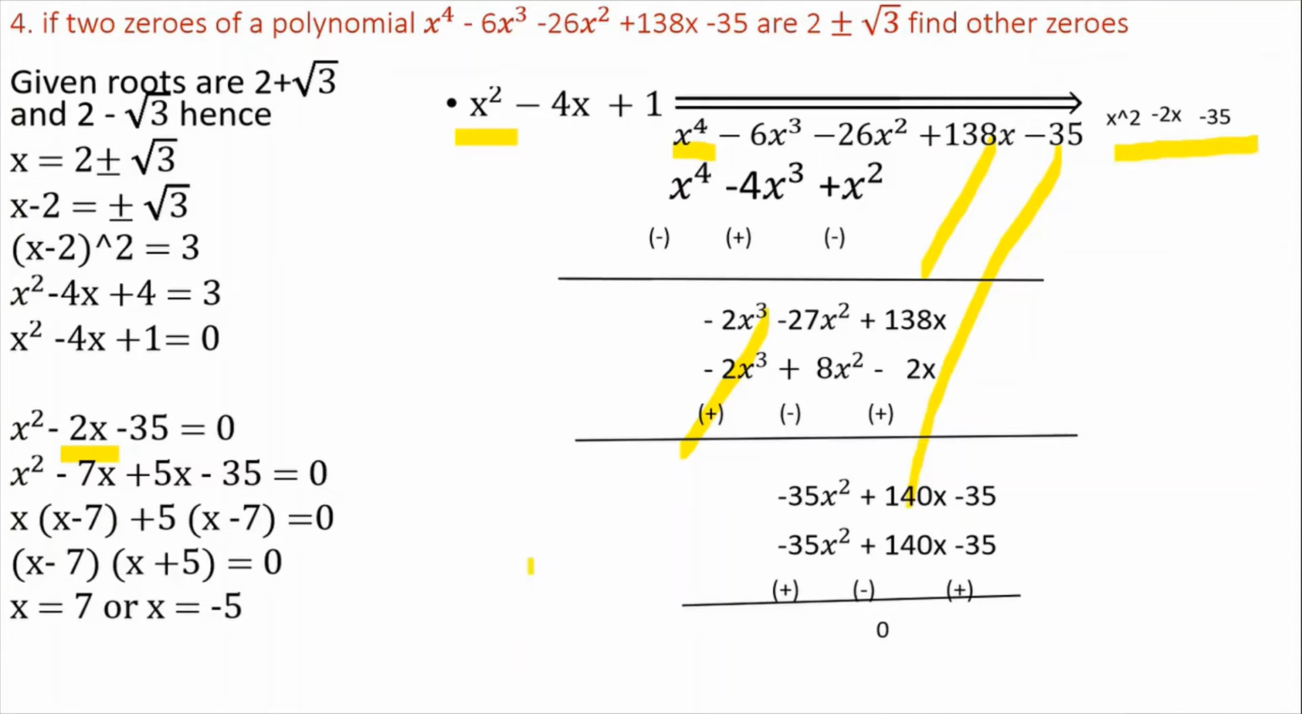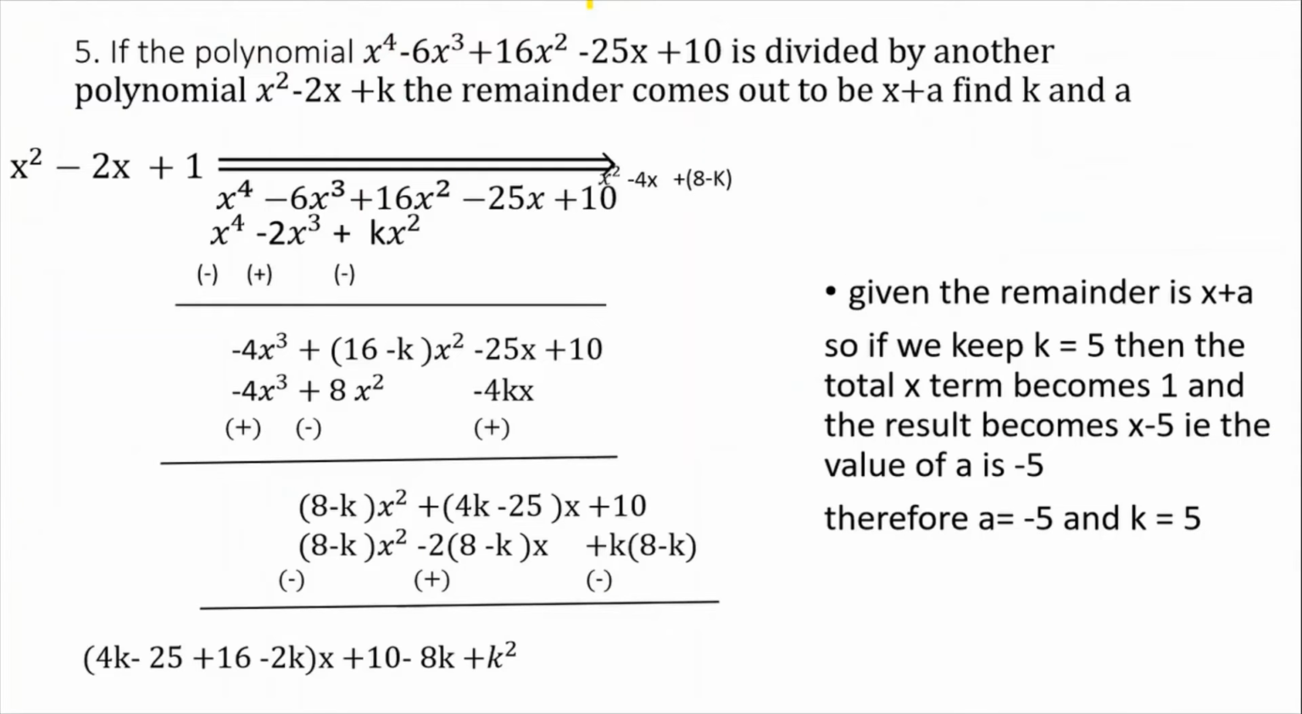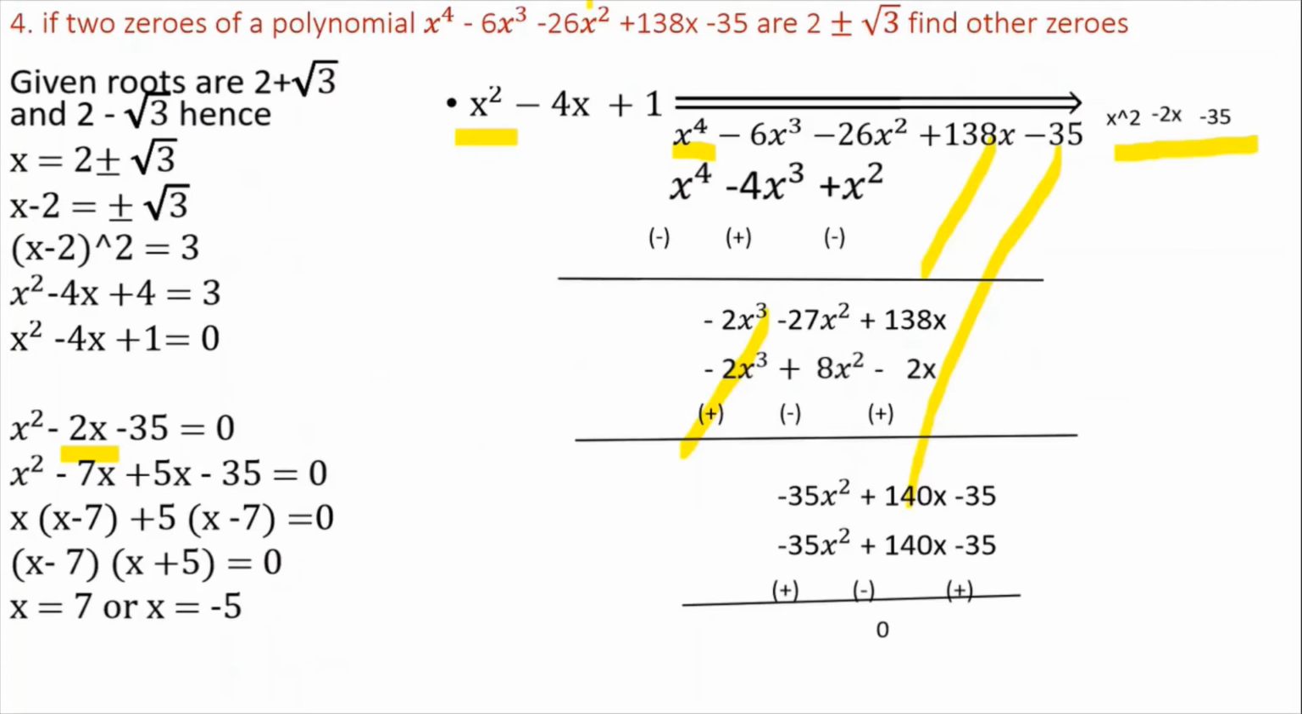These are the two values for which the given polynomial equation becomes 0. Hence, the zeros of the given polynomial are 2 plus or minus root 3, and x is equal to 7, x is equal to minus 5.